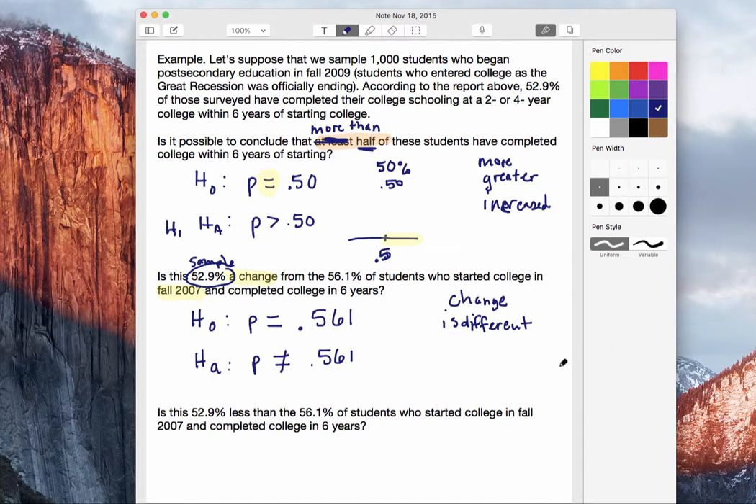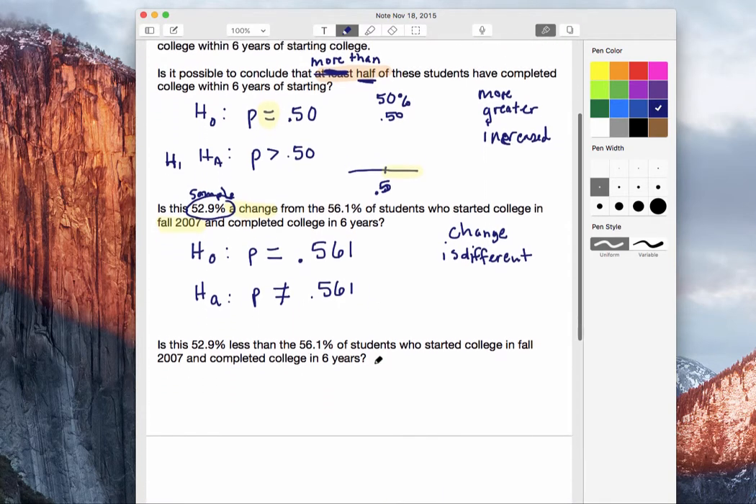All right, and here we go. So our null hypothesis, P equals 0.561, and we're looking for a change. We want to see if our sample data has a proportion that's different than 0.561. Clearly, 52.9 is less than the 56, but you know, they just said the word change. So clearly we'll be on one side, but maybe it doesn't make a difference. We just want to see if there's something different.